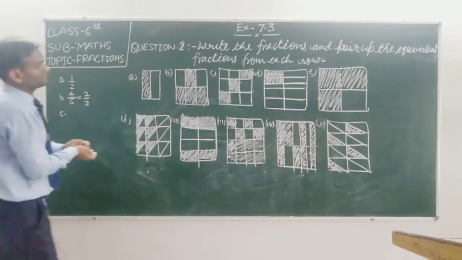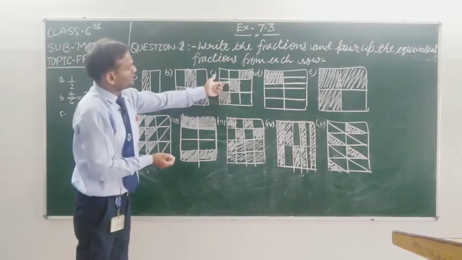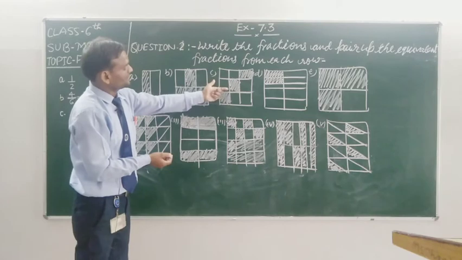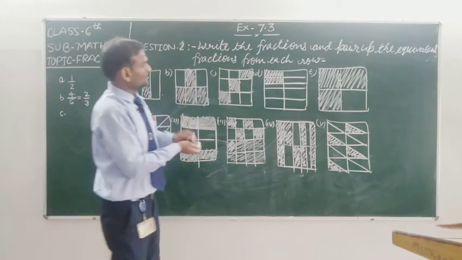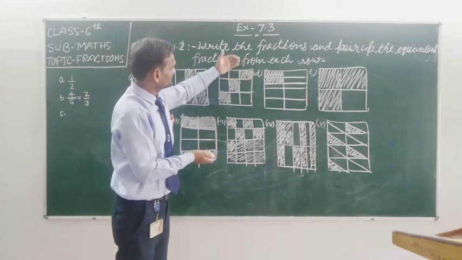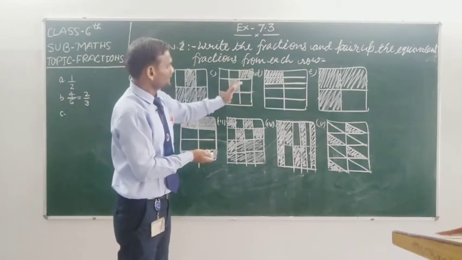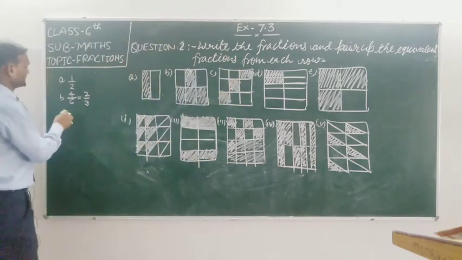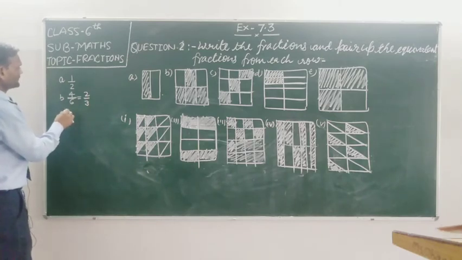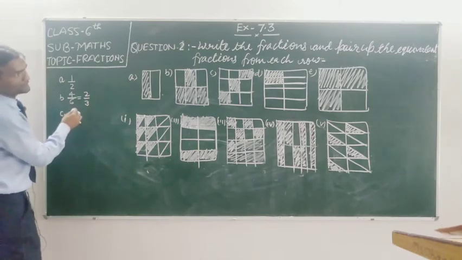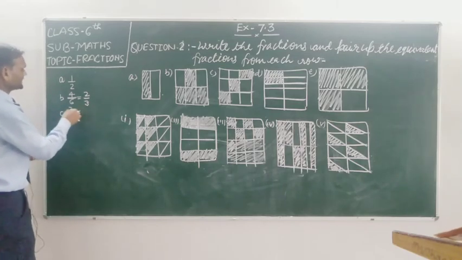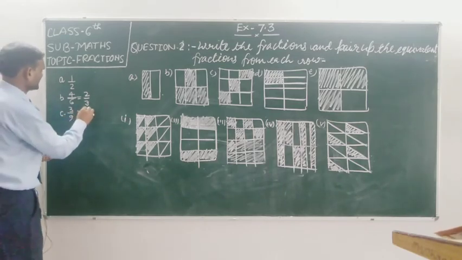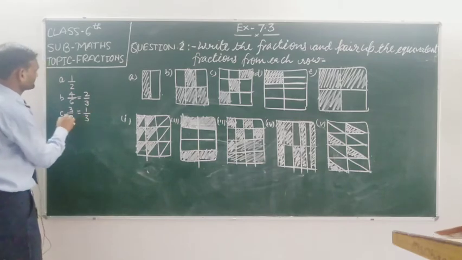C. For the figure C, we can write the fraction for the shaded portion. Total number of parts 1, 2, 3, 3 3s are 9, and 3 parts are shaded. So we can write the fraction 3 by 9. And when we write it in simplest form, we get 1 upon 3.